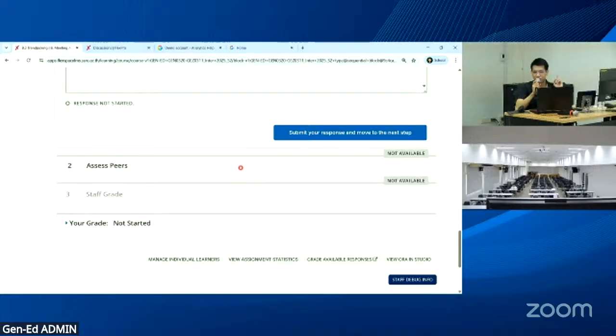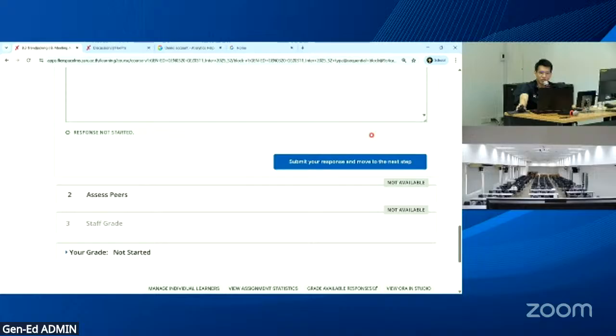Okay, I will answer the first question. What if there is nothing to assess at that moment? You submit your response and there is nothing to assess. That means your peers are too lazy. They did not complete the assignment. For that, you can come back later and see if someone has submitted something that you can assess. It will show up here.